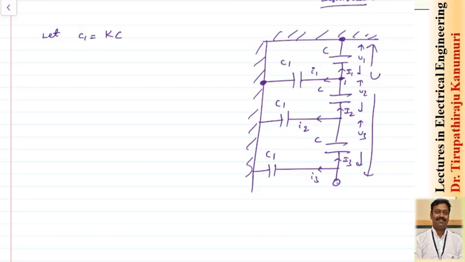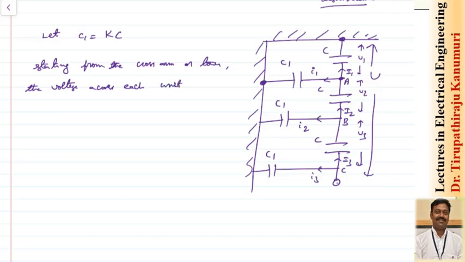Let us keep the nodes as A, B, and let us take this node as node C, and there is a ground potential or reference node. Now, starting from the cross arm or tower, the voltage across each unit is V1, V2 and V3 respectively.